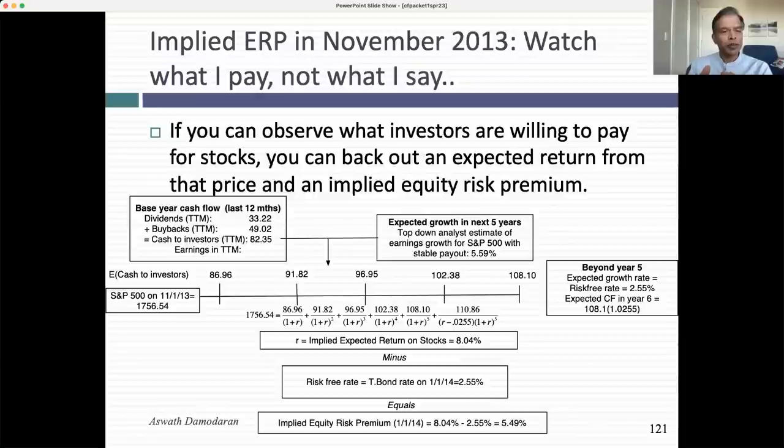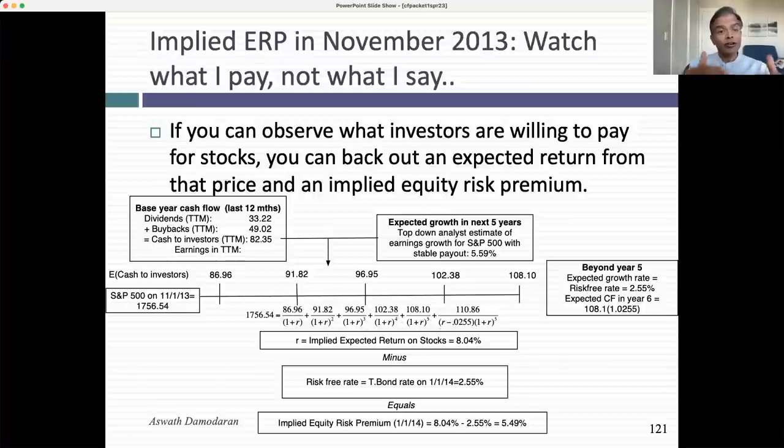There's one final piece to the puzzle. Normally you buy stocks because you think earnings and cash flows will grow. You don't know at what rate. But the S&P is the most tracked and followed index in the world. And analysts who were tracking the S&P 500 in November of 2013 were estimating a growth rate of 5.59%. You see where I'm going to go next, right? I take the 82.35, I grow it at 5.59% to get the cash flows for the next 5 years.